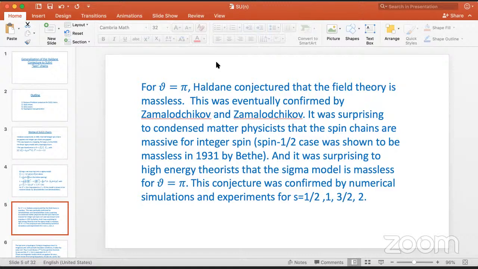So this was surprising to condensed matter theorists, that the spin chains are massive for integer spin, because for the spin 1/2 case, it was known to be massless in 1931 by Bethe. This was surprising to high energy theorists, that the sigma model is massless for θ equals π. So this surprised both condensed matter physicists and high energy physicists. And this conjecture was confirmed numerically and in experiments for spin 1/2, 1, 3/2, and 2.